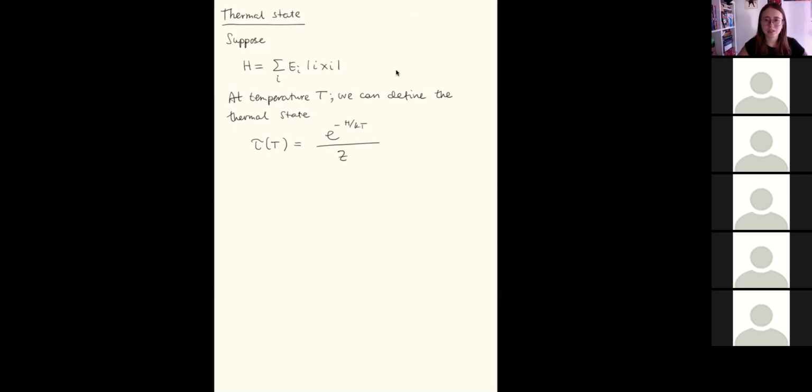minus H over kT, over Z, where Z is just the normalization of this exponential. So Z is, first it can be written as the trace of e to the power minus H over kT, which is the sum over i of e to the power minus E_i over kT. So Z is also called the partition function.